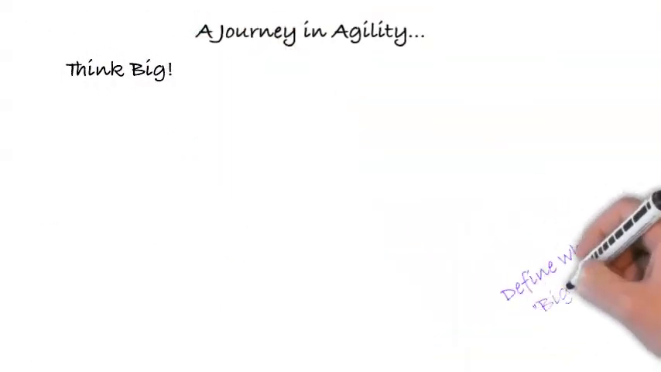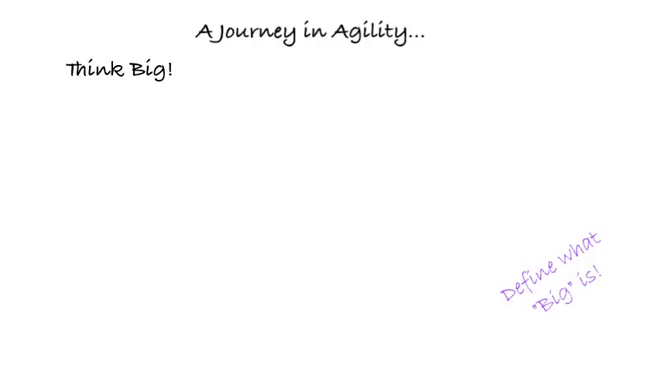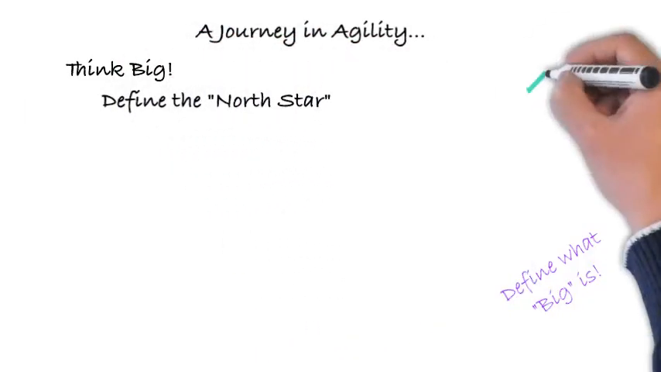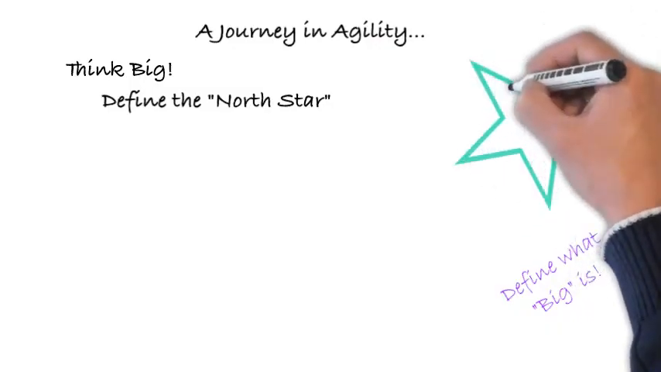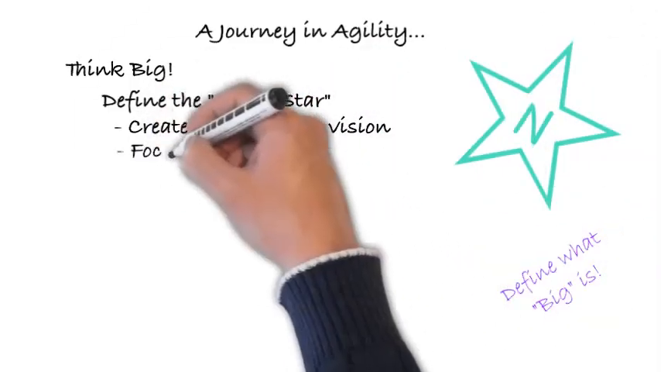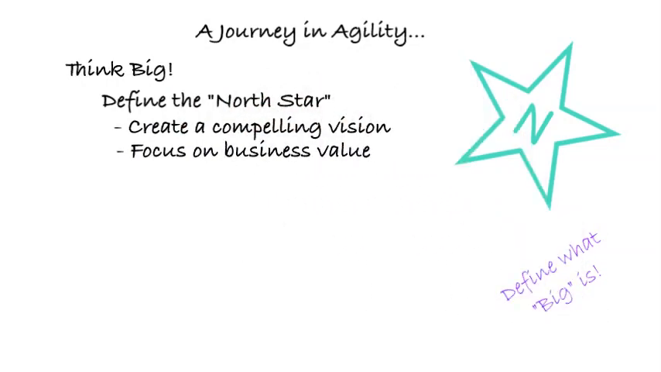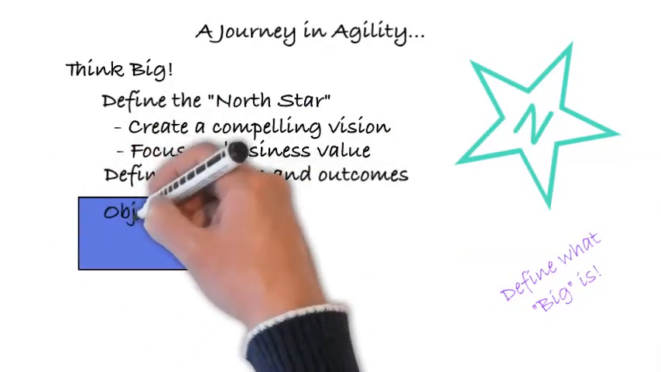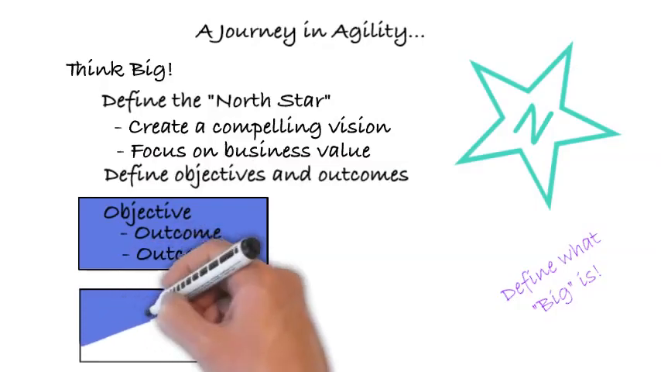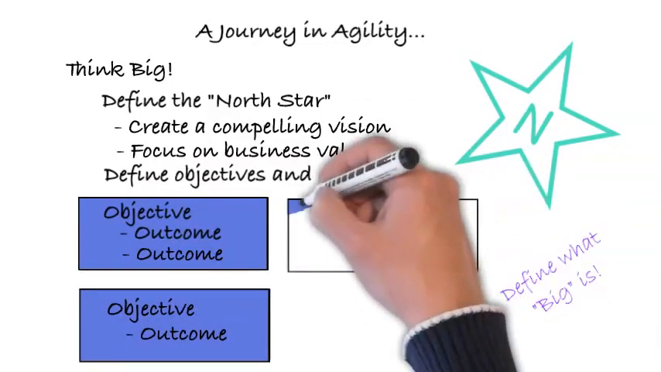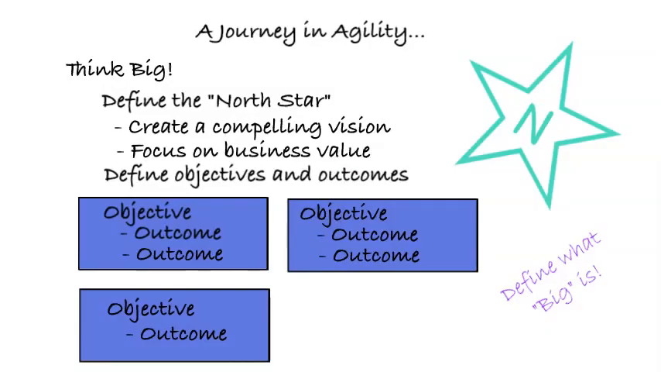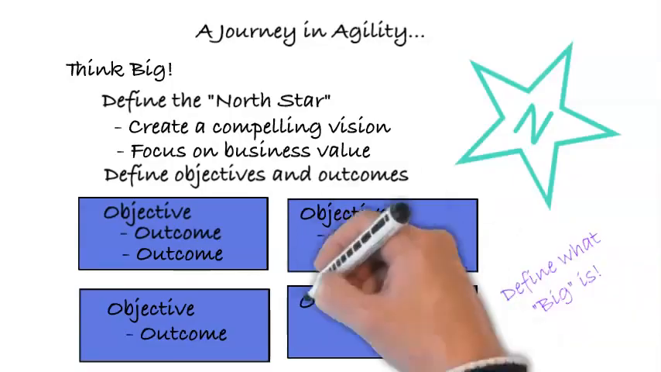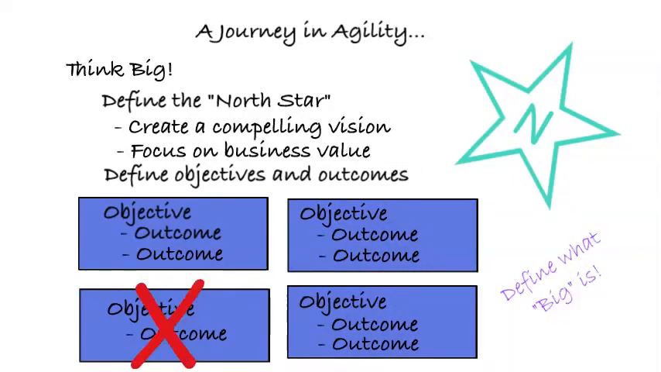In order to think big, we must first define what we mean by big. In doing that, we need to define the North Star. The North Star must create a compelling vision, and it must focus on business value. Next, we need to define our objectives and outcomes. There will be many objectives, and each objective can have multiple outcomes. It must be understood that the intent is not to set these in stone. This is a list that can be added to or subtracted from as we learn more in our journey towards agility.